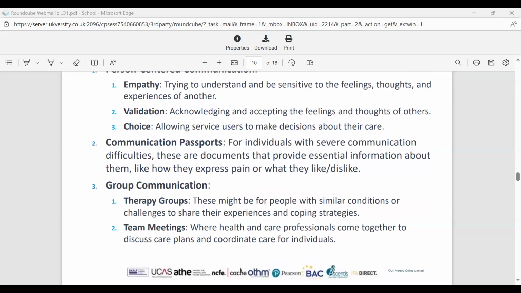Group communication. Why do you think group communication is so important? Why do you think working in a group and having therapy groups and team meetings is so important? Does everyone in that group want to achieve a common goal, the same goal?